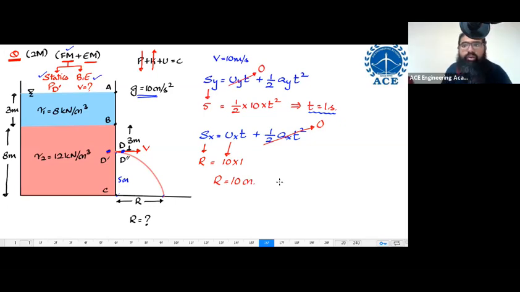Remember, whenever you deal with these kinds of projectile motion problems, the connecting link between vertical motion and horizontal motion is the time. Whatever time is taken in the y equations, the same time is taken in the x equations. Accordingly, you can manage things. So the answer over here is 10 meters.